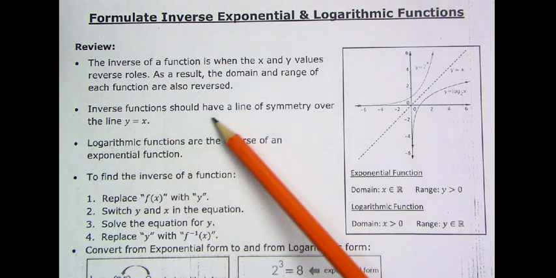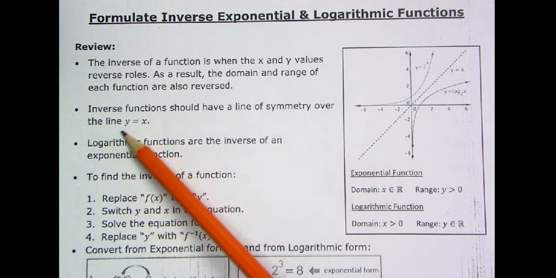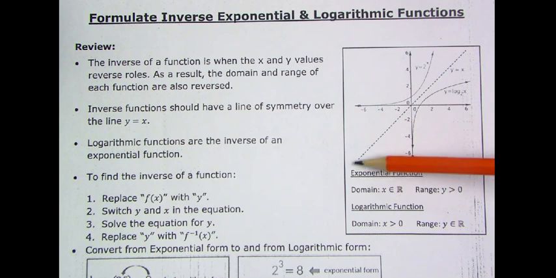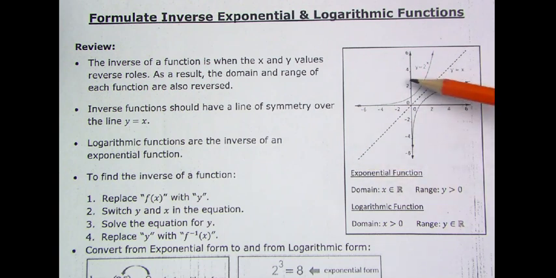Inverse functions should have a line of symmetry over the line y equals x. So as you notice, this dashed line is y equals x, and these two functions reflect over that line. That's how you can verify that the answer you got is correct. Whenever you graph the original and the inverse function, they should reflect over this line.